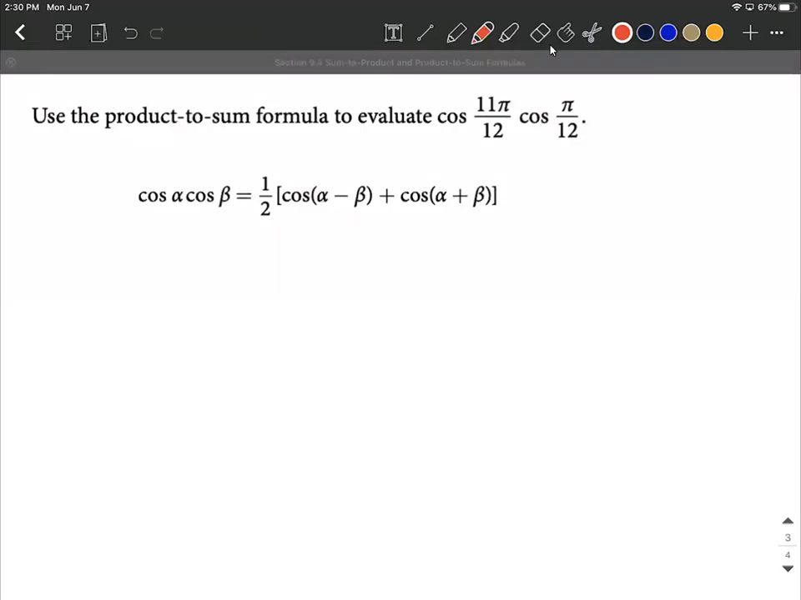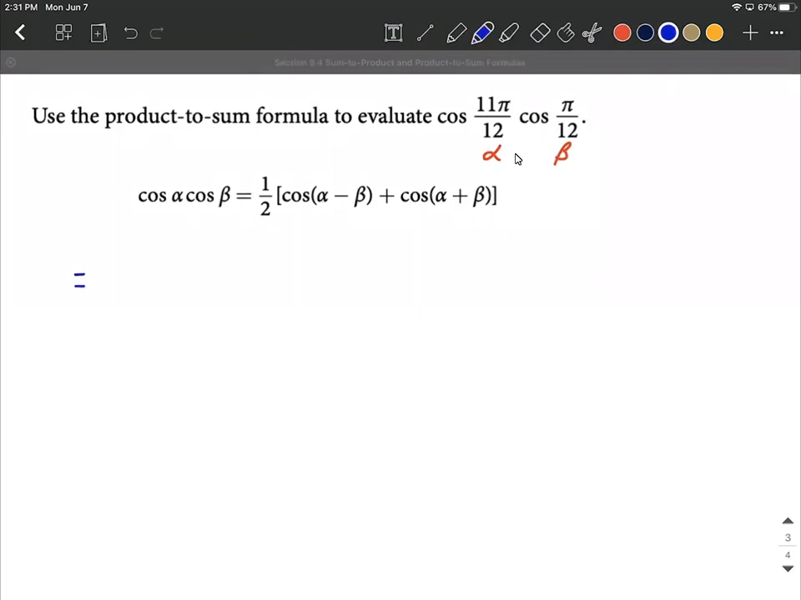All right, let's use the product to sum formula to help us evaluate cosine of 11 pi over 12 multiplied by cosine of pi over 12. So I went ahead and picked out the formula that goes product to sum, where it goes cosine of something multiplied by cosine of something, just like we have in our original starting problem. As we fill in here, I'm going to identify alpha is 11 pi over 12 and beta is pi over 12 as we plug into this formula.